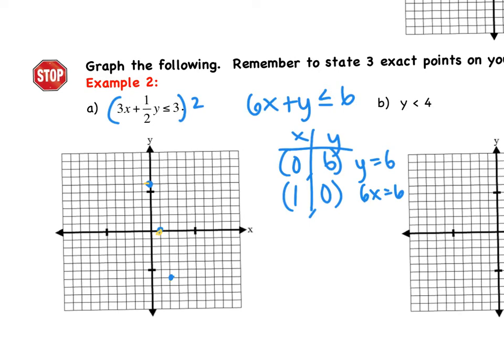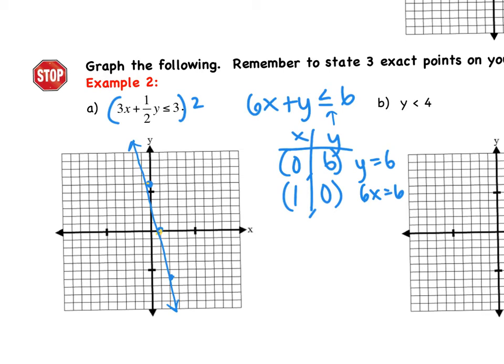So now we need to determine, do we have a solid or a dashed boundary? Well, our inequality sign has an equal sign, which tells us we are going to have a solid line. And now we've got to figure out shading. So again, pick any test point that's not on the line. So I'm going to choose (0, 0).